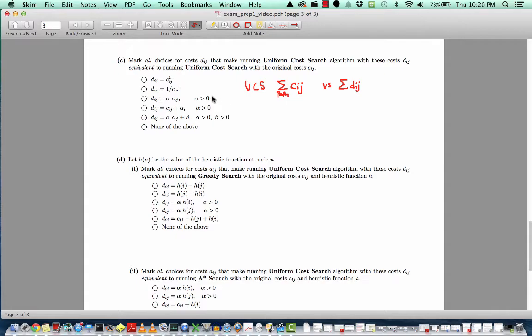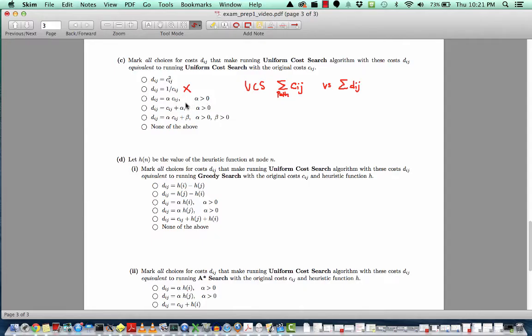So let's first consider this second one. If we set Dij to be equal to 1 over Cij, this is going to make the larger weights smaller and the smaller weights larger. So therefore, the order of expansion of Cij versus Dij is going to be different because smaller values of Dij will correspond to larger values of Cij. So we know that this is not an answer. All these other ones, Cij increases with Dij. So we now need to narrow these down and look more closely at what they do.